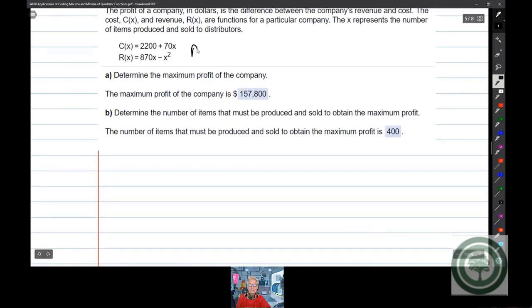But thank goodness we know that profit equals revenue minus cost. So, 870x minus x squared, there's the revenue, minus the cost, 2,200 plus 70x. That's what the profit is. That's what we're going to calculate. That's what the profit function is. We have to have that before we do anything else.